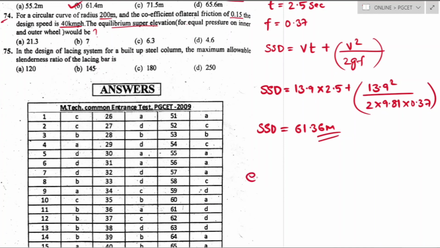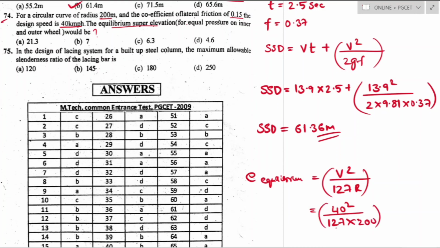So as per IRC, to find the equilibrium super elevation, we know the formula V square by 127R. V is the design speed of the vehicle, that is 40 kmph. 127 multiplied by R, the radius of the curve, that is 200 meter. So the equilibrium super elevation is 0.0629, that is 6.3%. So option C is the right answer, 6.3%.